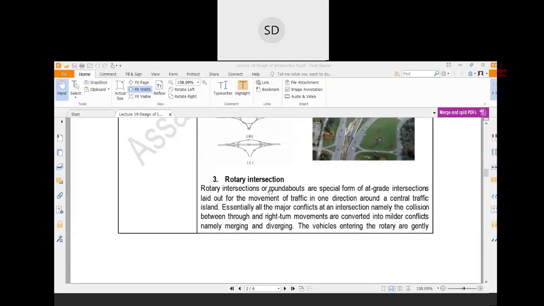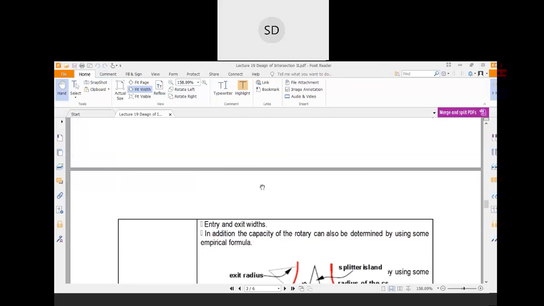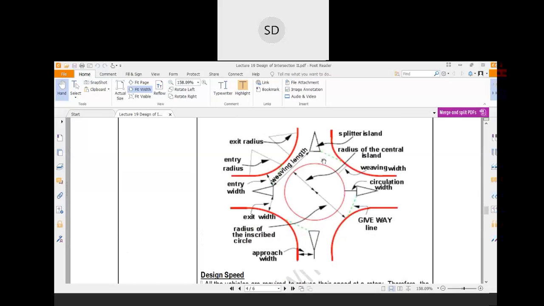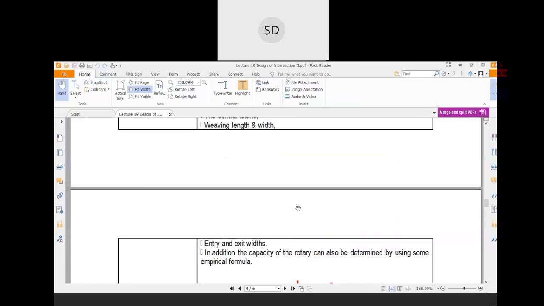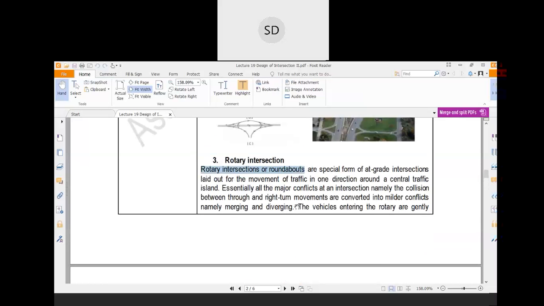So we'll start from rotary intersection. Basically, rotary intersections are also called roundabouts, because you need to go in a round space whenever you try to negotiate a rotary intersection like this. There would be a large central island in the rotary intersection. That's why it is called rotary intersection or roundabout.